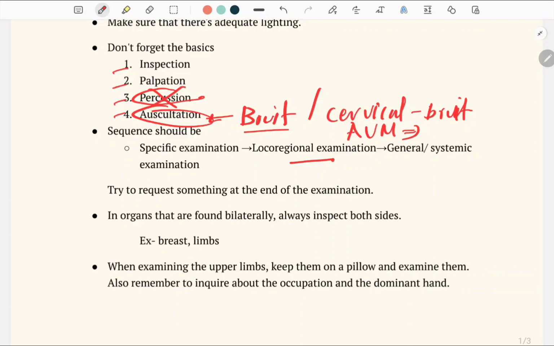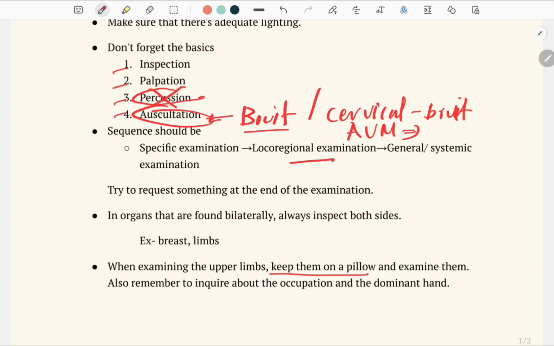And in organs that are found bilaterally, always inspect both sides. So you have to compare both sides, like in the breast or upper limbs, lower limbs. In these cases, if there's a pathology on one side, you have to examine the other side and compare both sides. And when examining the upper limbs, always keep them on a pillow. Most of the time you will be given a pillow for the patient, so keep them on a pillow and examine them.